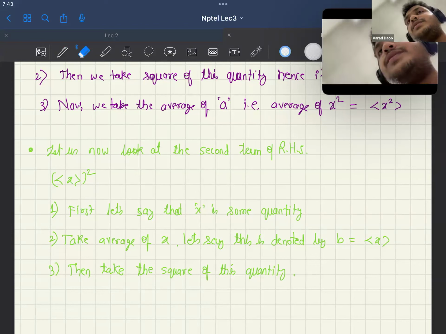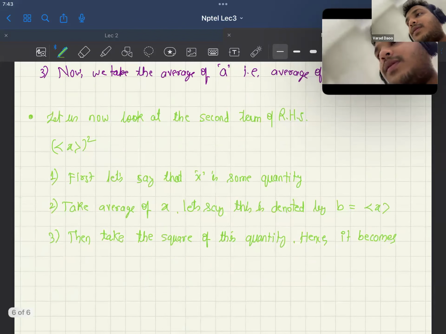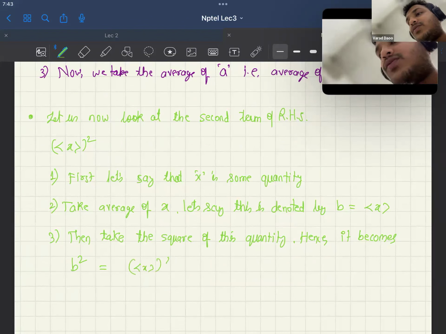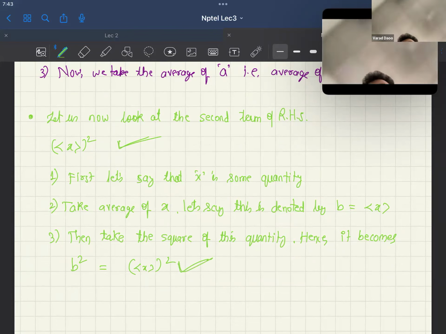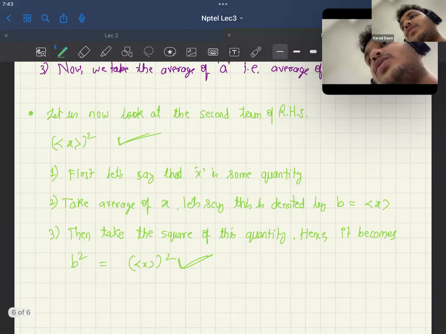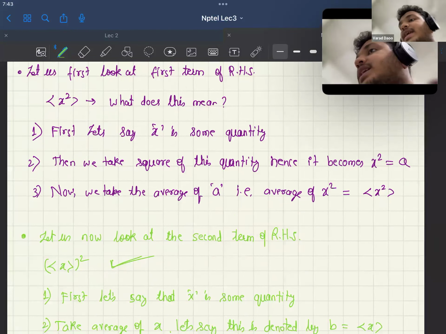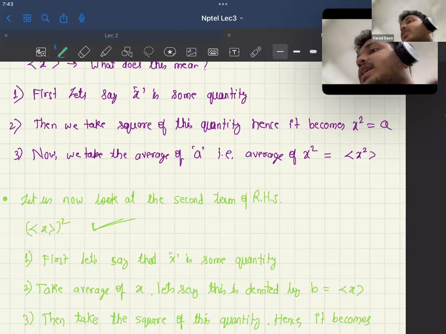In our denoted terms, hence it becomes b square, which is nothing but what? Average of x square. And this is what we want, right? This is what is here. So I hope this is clear. These two terms are very different from each other. Square of the average of a quantity and average of a square of a quantity. Okay. So now let us look at the LHS. We'll move on to the next page.